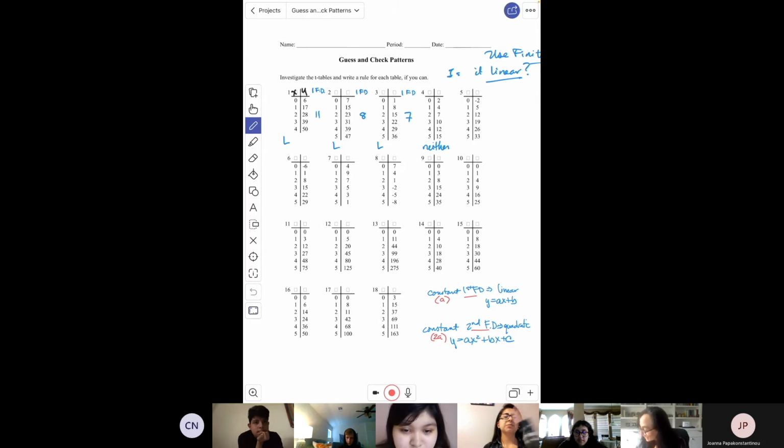Number 5, linear, quadratic, or neither? Linear. And what is the first finite difference? 7. Excellent. So if we have the first finite difference, we have m or a, depending on how you work it. And you can write the rule, right? Because we can find the y value of the y-intercept in there. What about number 6, linear, quadratic, or neither?